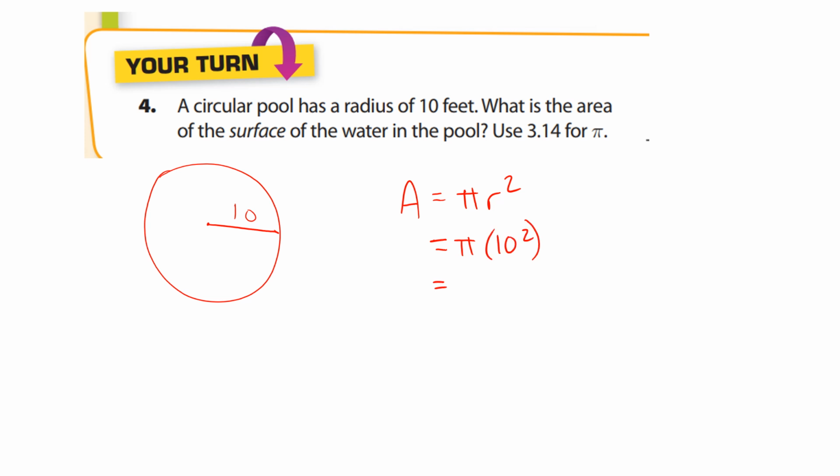I'll just jump in, that's 3.14 times 100, because 10 squared is 10 times 10. And if you multiply by 100, that just moves the decimal over twice. So it's 314, and it's in feet. So feet squared, or known as square feet. Either way, same thing.